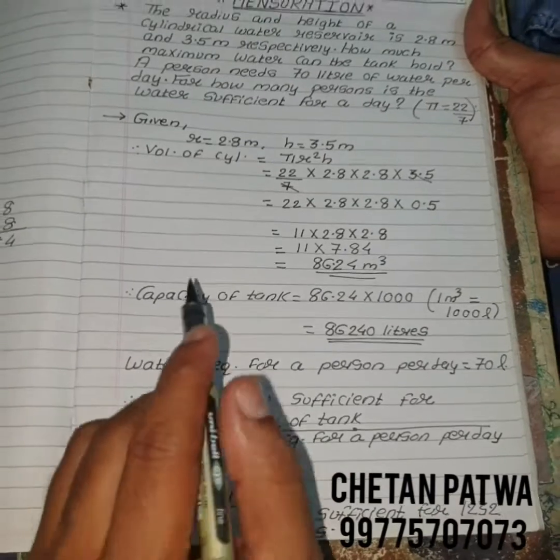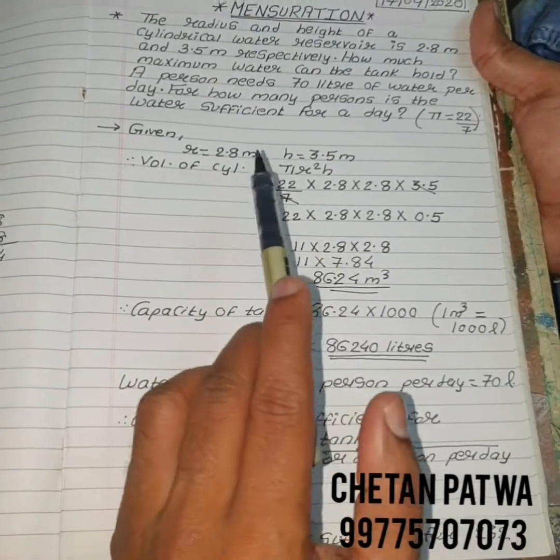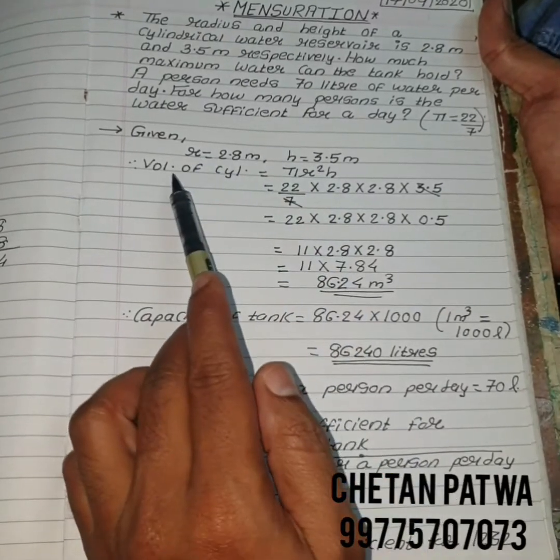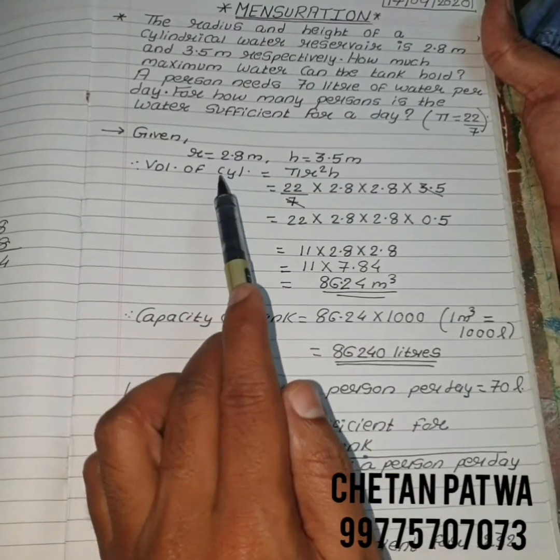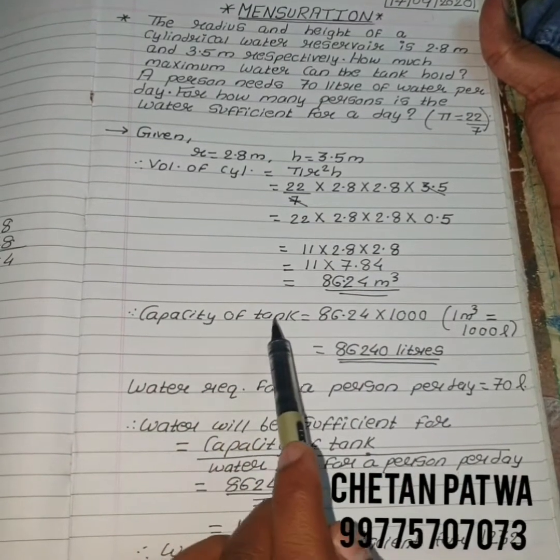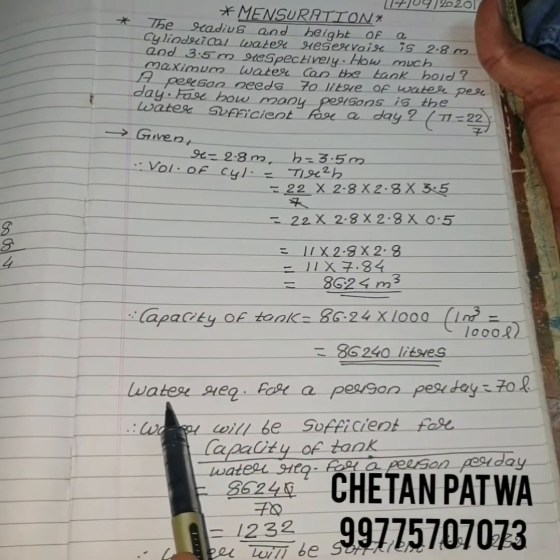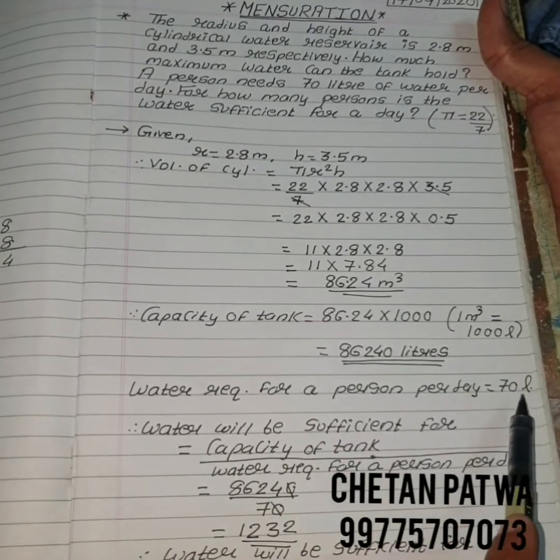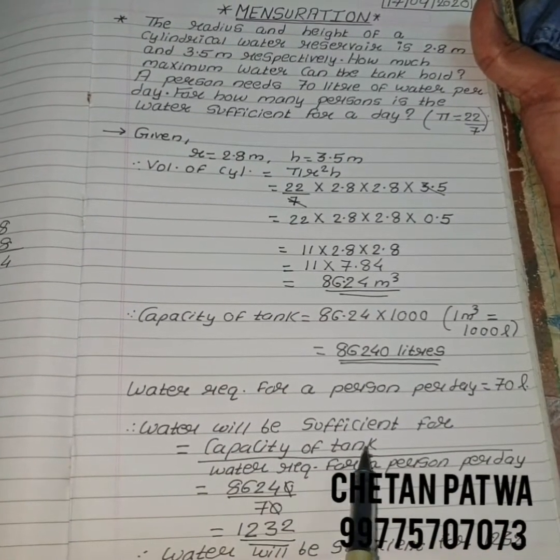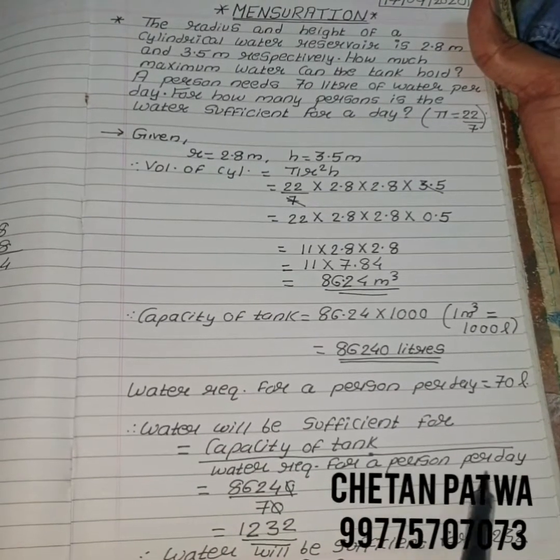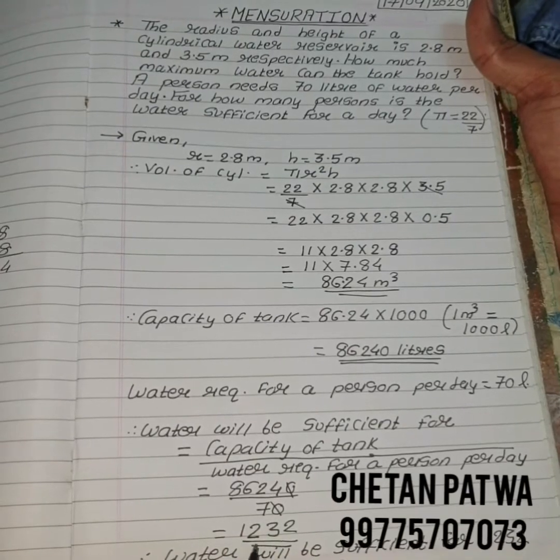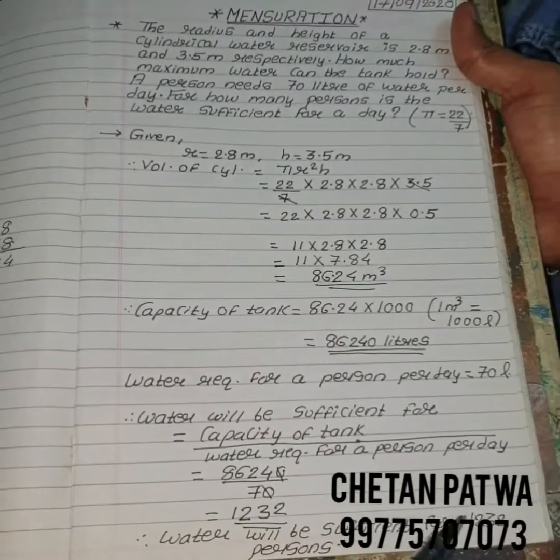So where is the sum? In this sum we are talking about cylinder. First we have to find out how much maximum water can a tank hold. So we found out the volume of cylinder. We multiplied the given answer by 1000. Why? Because we have to find out the capacity of tank in liters. Next, they gave us water required for a person per day is 70 liters. So the number of persons the water will be sufficient for will be capacity of tank upon water required for a person per day, that is equal to 86240 divided by 70. So your answer is 1232 persons.